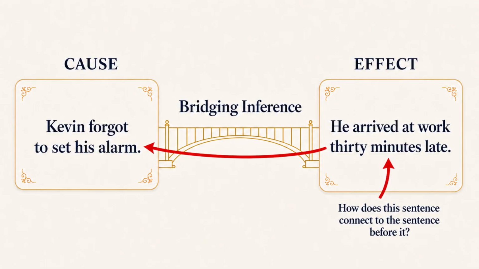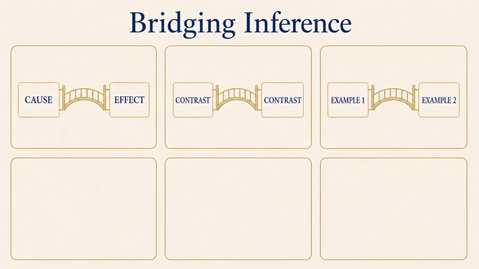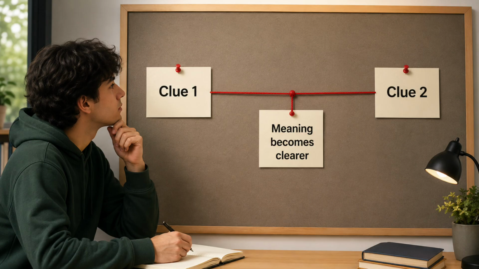When you read, ask, how does this sentence connect to the sentence before it? The relationship may be cause and effect, contrast, example, explanation, comparison, or problem and solution. This question helps you follow the author's thinking. In detective language, a bridging inference is the connection between two clues. One clue may not explain everything by itself, but when you connect it to the next clue, the meaning becomes clearer.